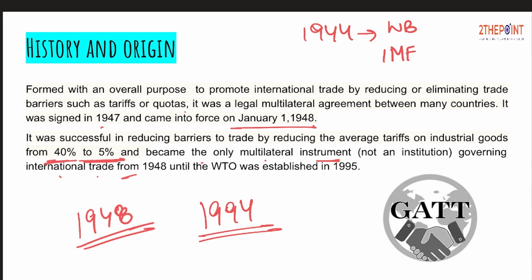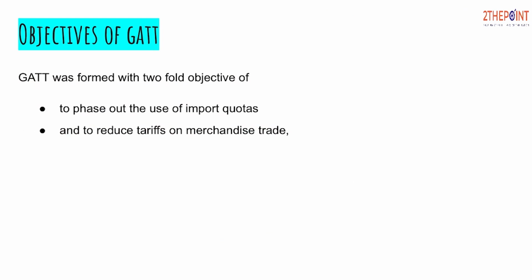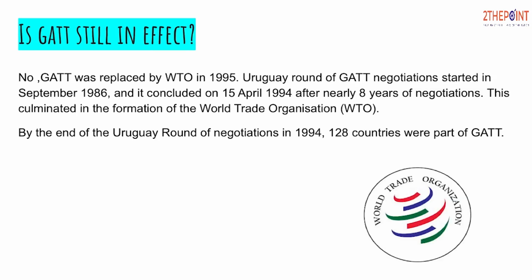Moving on to the next slide, the objectives of GATT, why it was formed. First, to phase out the use of import quotas, which was extensively used by the countries at that time to protect their economy from increased imports. Next was to reduce the tariff on merchandise trade, which it was successful in reducing from 40% to a mere 5%. Next point asks whether GATT is still in existence.